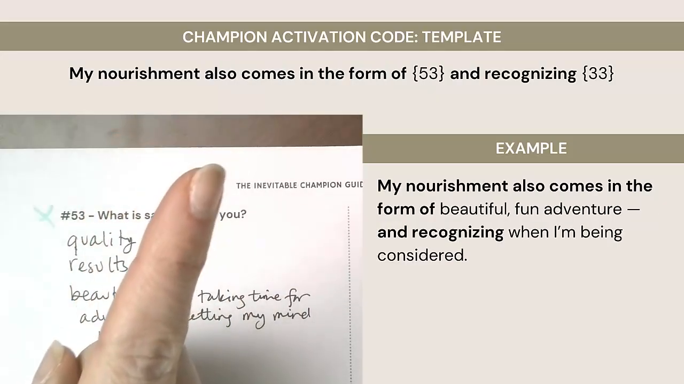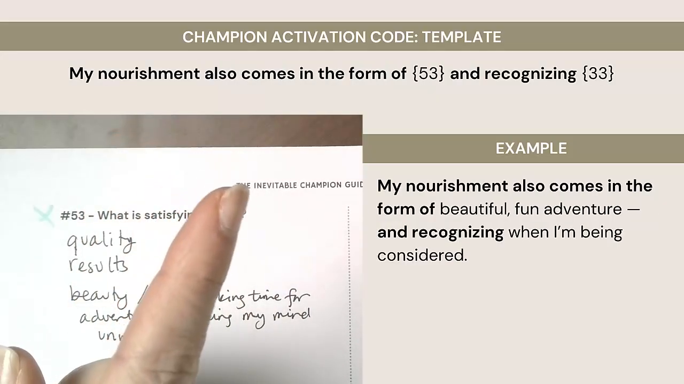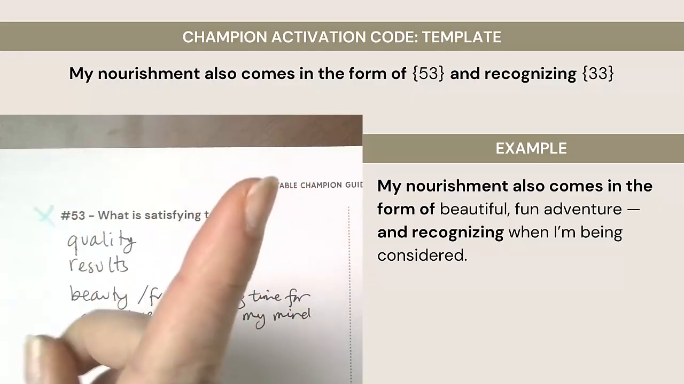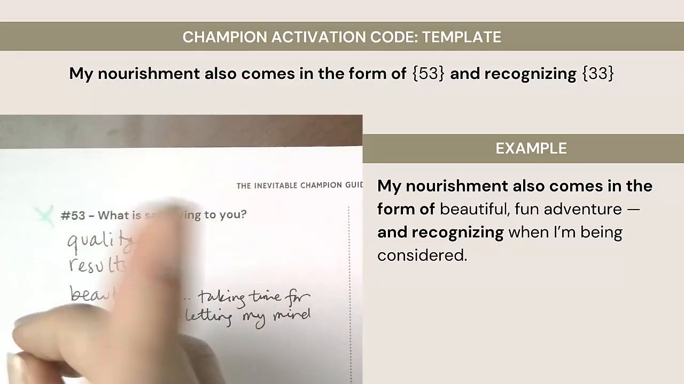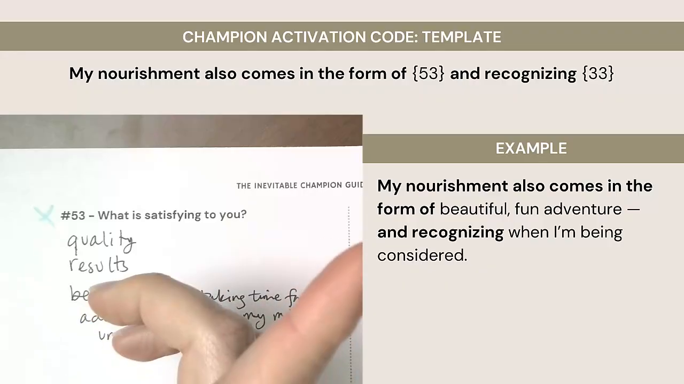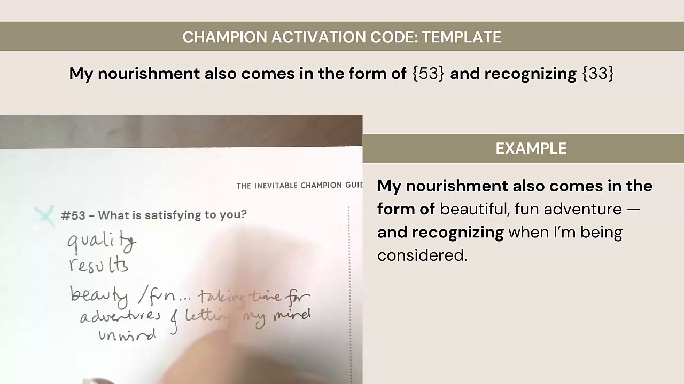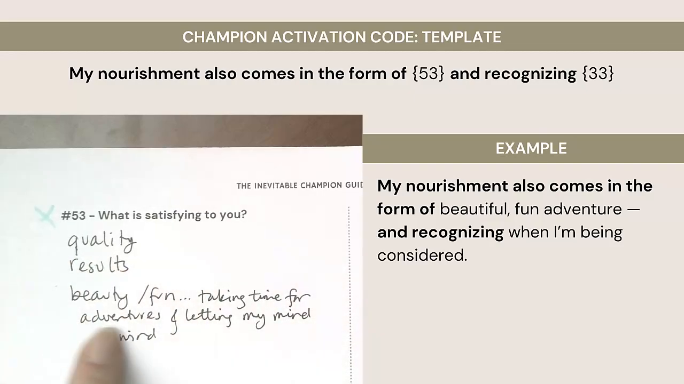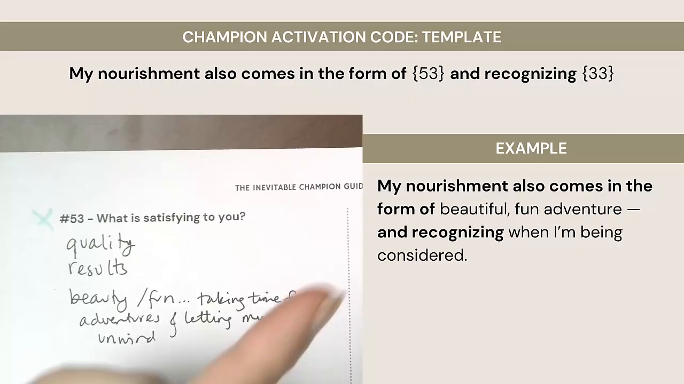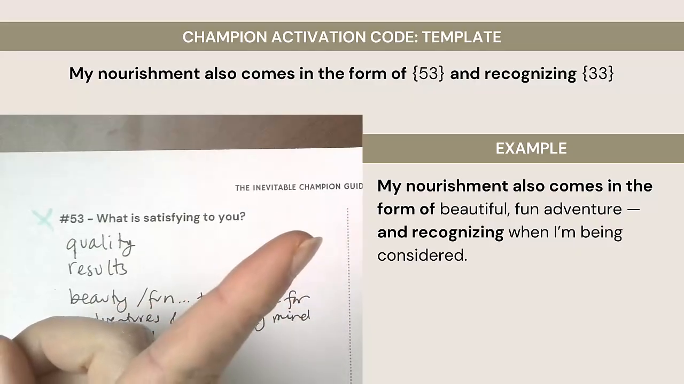Our final sentence is, my nourishment also comes in the form of things that happen in 53 and recognizing situations from 33. Question 53, what is satisfying to you? I wrote quality, results, beauty, fun, taking time for adventures, and letting my mind unwind. So you can see how that made its way into the example.